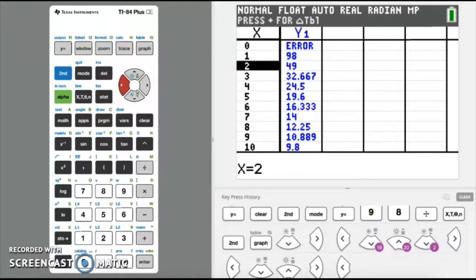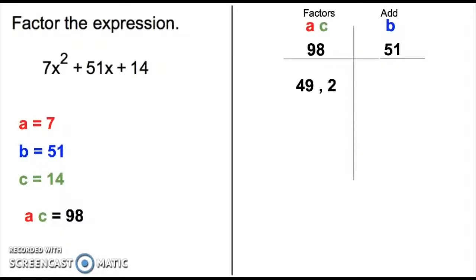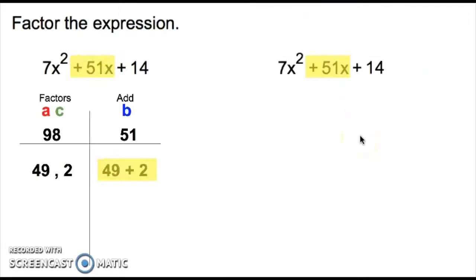So let's go back to our paper. So we're going to write down 49 and 2. And on the right, we're going to write 49 plus 2 because those two add up to 51. Now let's highlight that and the middle term because we're going to replace the middle term with those two factors. So we have this rewritten and the middle term highlighted. I'm going to take the 49 plus 2 and write 49x plus 2x to replace the 51x. Okay, so I'm rewriting that.